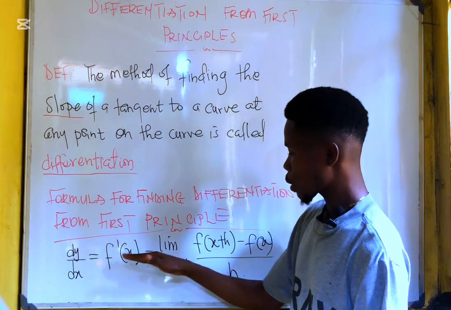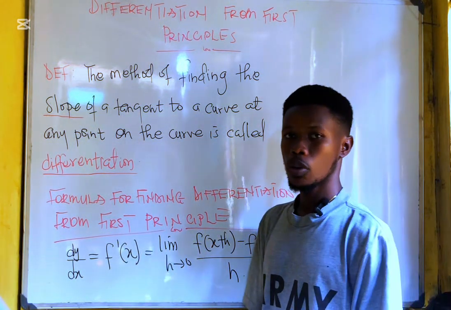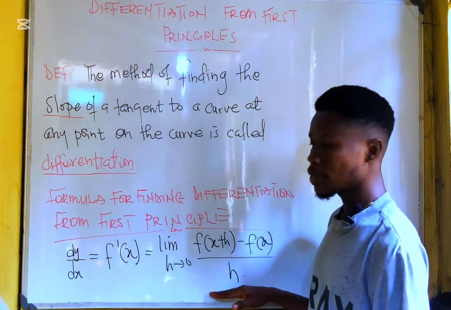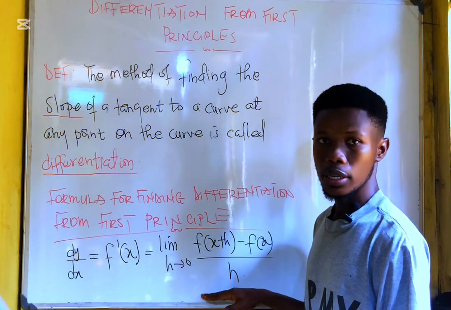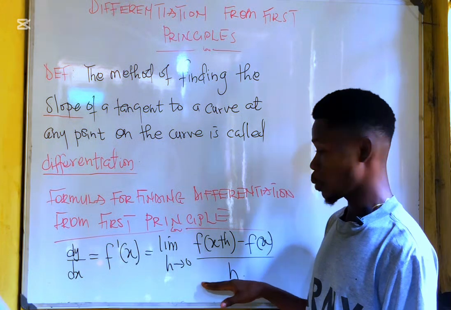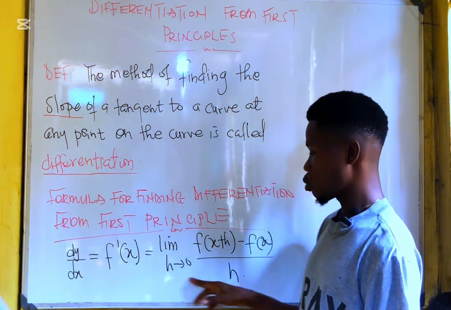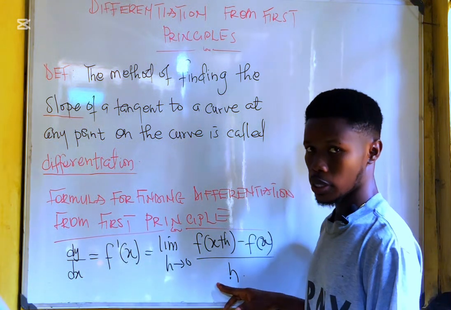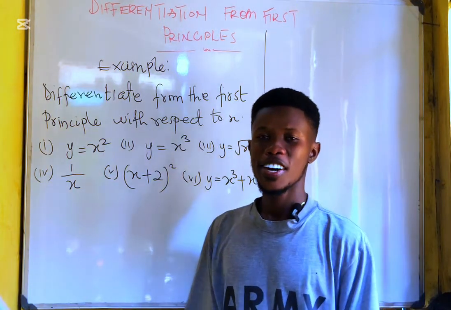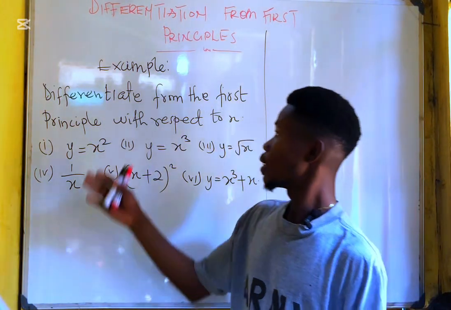So now let's see how we can solve this. So this is the formula. Anytime the question asks you to find the differentiation from the first principle, you are going to use this formula. And either you use dy/dx equals this or f prime of x equals this. Okay, now let's look at these examples.